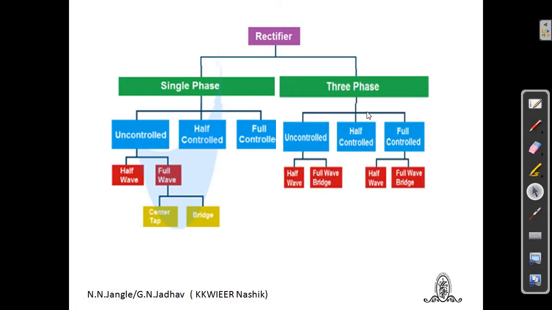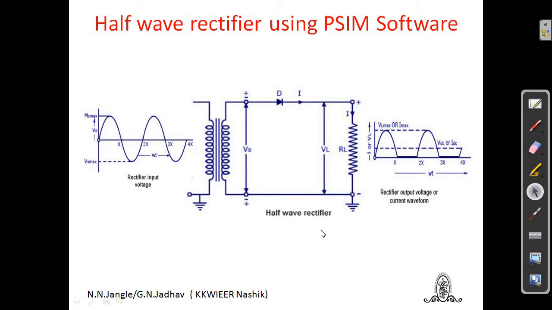Similarly, three phase rectifier is divided in three categories: uncontrolled three phase rectifier, half controlled three phase rectifier and fully controlled three phase rectifier. Uncontrolled three phase rectifier is again divided into two types: half wave uncontrolled rectifier and full wave bridge three phase uncontrolled rectifier. And fully controlled rectifier is half wave and full wave. So this is a general categorization of rectifier circuits as per the single phase and three phase system. So let us study first the half wave rectifier.